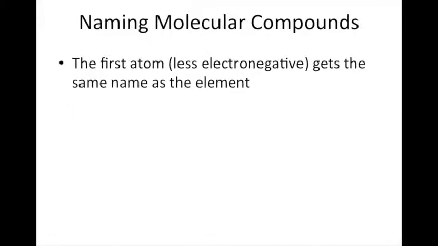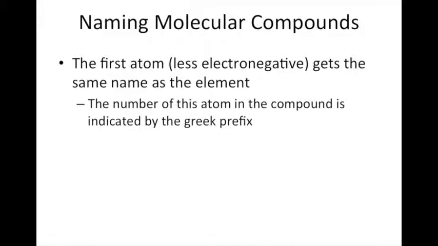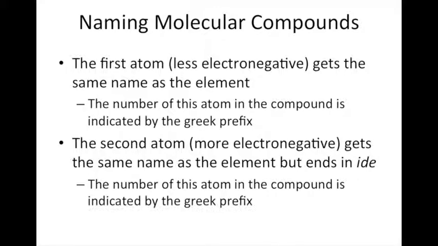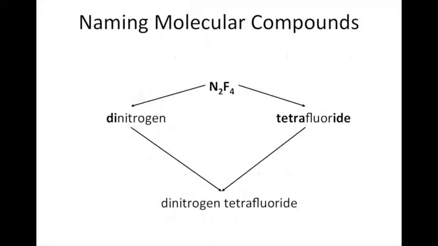So a couple of things we need to appreciate. The first nonmetal atom is going to be the less electronegative atom, and it's going to get the same name as the element. If there's more than one, we indicate how many there are with a Greek prefix. The second atom is the more electronegative atom, and it gets the same name as the element, but it ends in ide. And again, we'll indicate how many of that atom we have in the compound by using the appropriate Greek prefix. So let's look at an example.